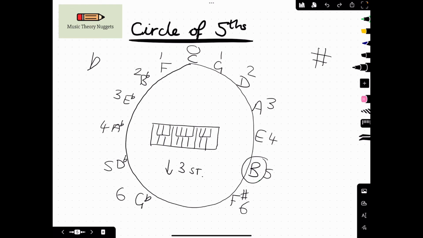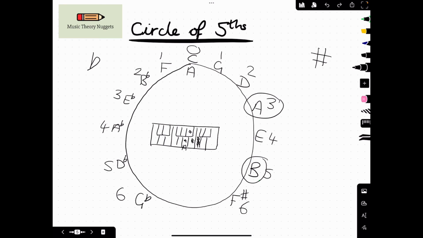So if I start on C, which is here, I'm going to go down 3 semitones. That's number 1, that's number 2, that's number 3, and that's A. So that takes me to A. And now it's really great because I've got a start of a pattern. Now guess what goes after A?